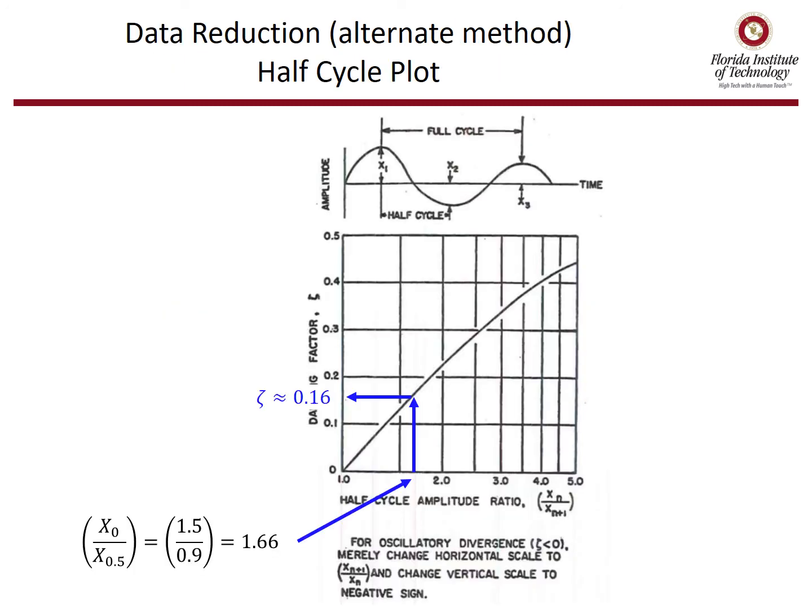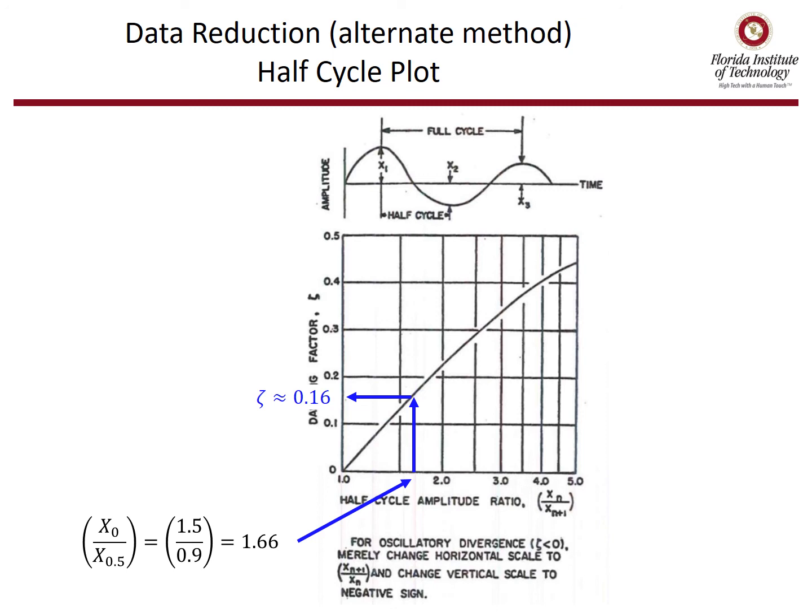An alternate method for determining damping ratio is to use the half-cycle plot. In this case, I would pull off a positive amplitude and then grab the next amplitude on the low side of the sine wave as my half-cycle amplitude. So for this example, our amplitude at the 0 point, again, was 1.5. And if you go back and look at our free response, the amplitude at the half cycle was 0.9.